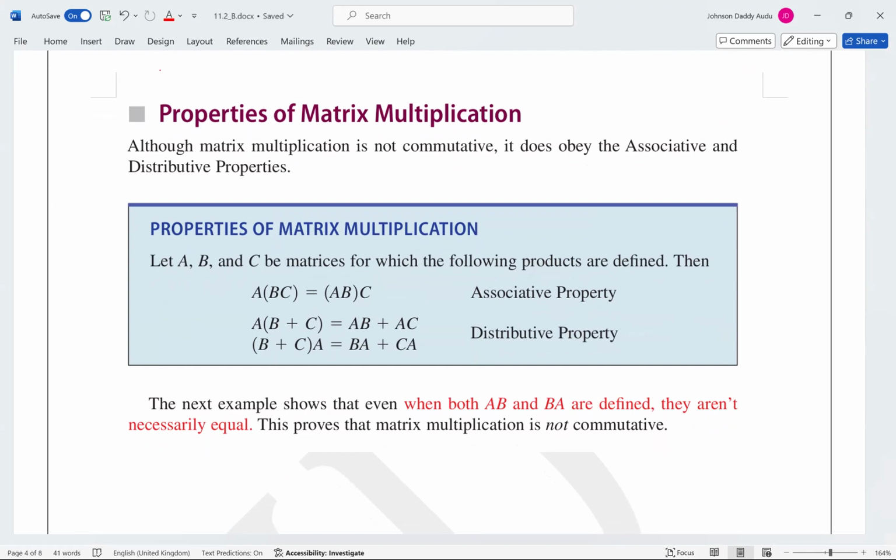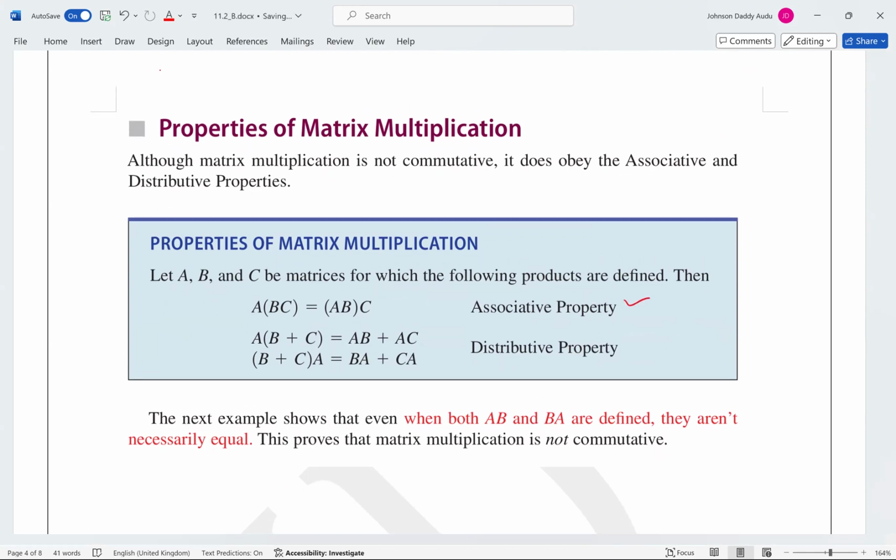But matrix multiplication is still associative. It means if you have 3 matrices, A, B, and C, you can start by multiplying B and C before multiplying with A, or you can multiply A and B first before you multiply with C. It's still the same. But these two are very important. If you want to distribute matrices using the distributive law or property, look at this one.